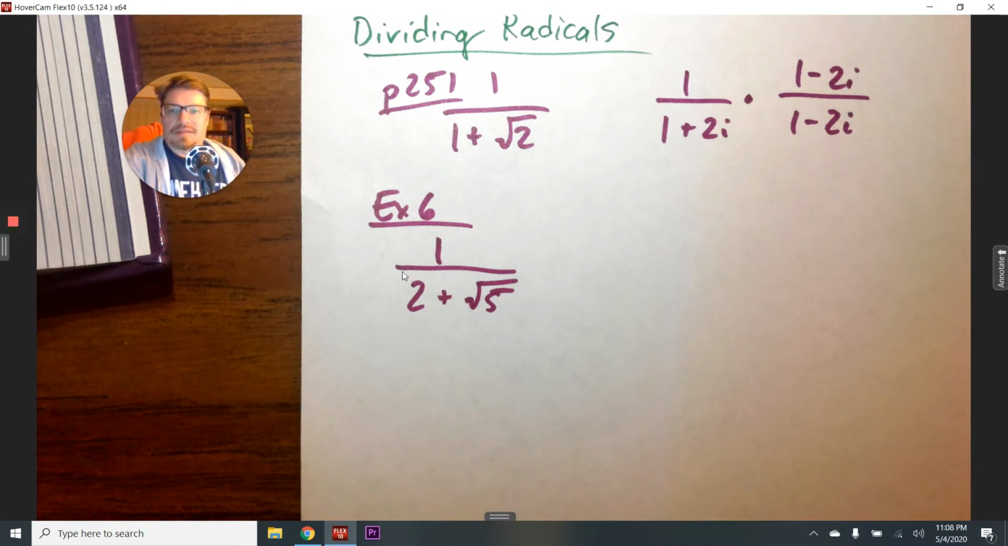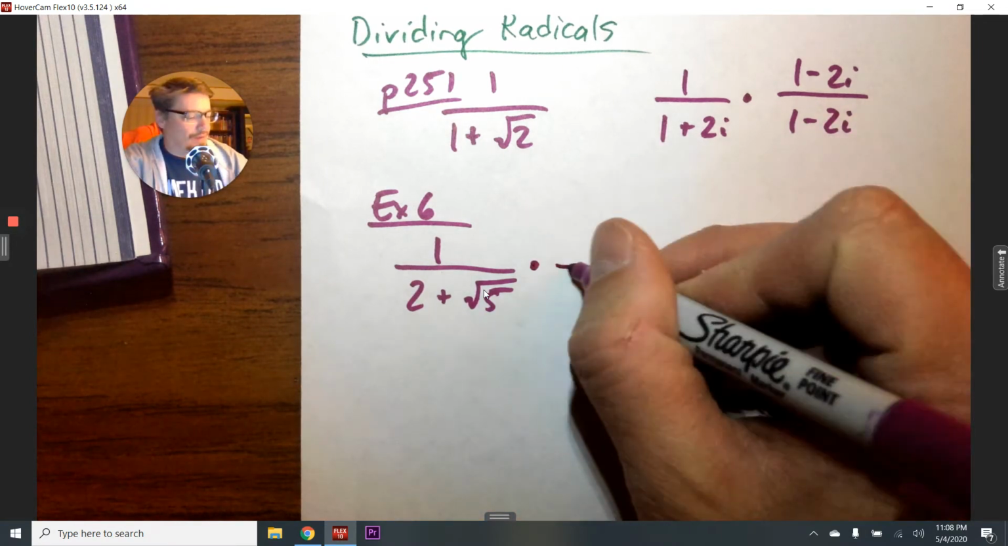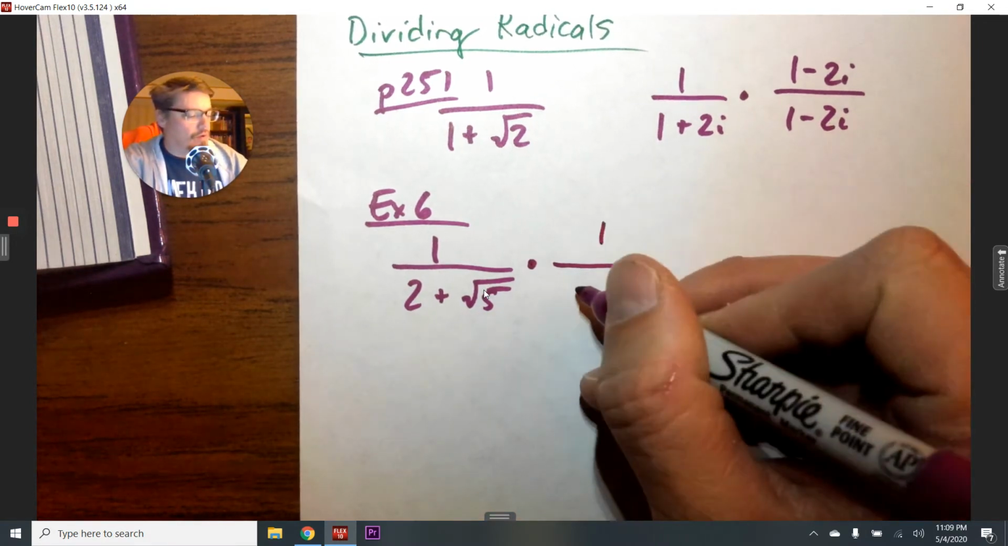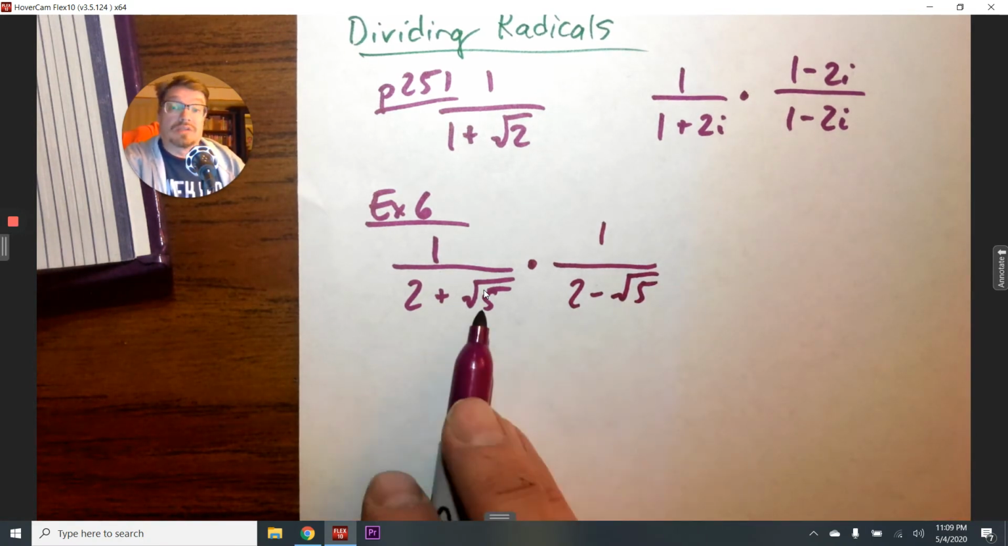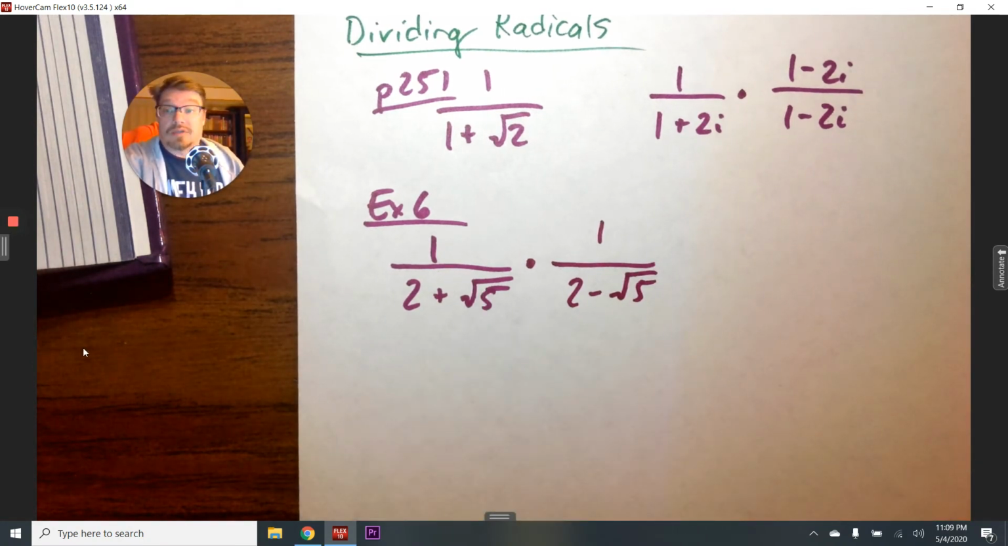All right. So we've got this denominator right here, and we can see that it's got a radical sign. We have to get rid of that. So I will multiply by its conjugate, and that's 1 over 2 minus radical 5. Notice that this sign does not change. It's only this second term that actually changes.